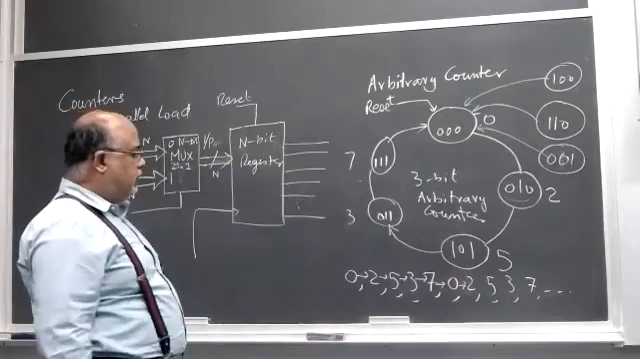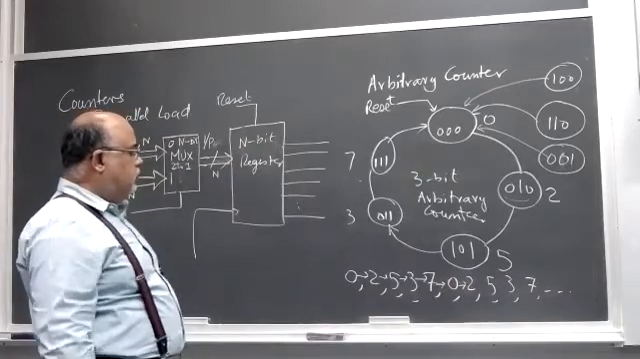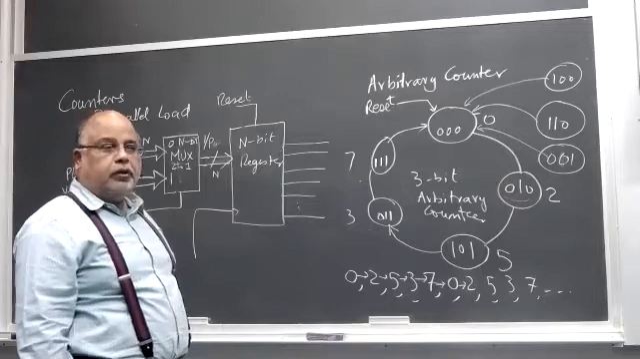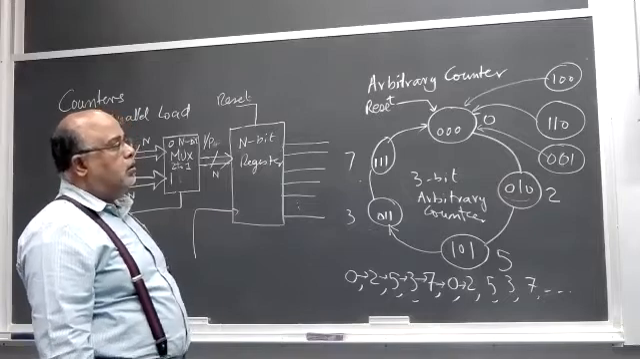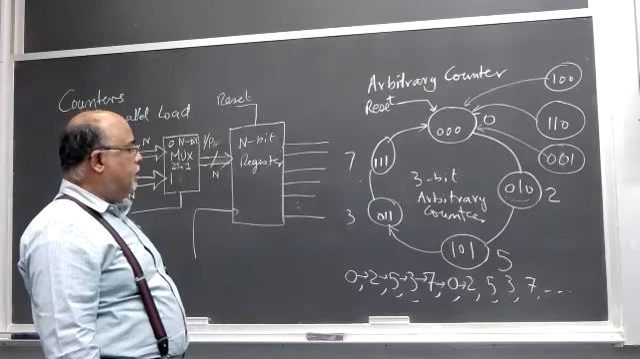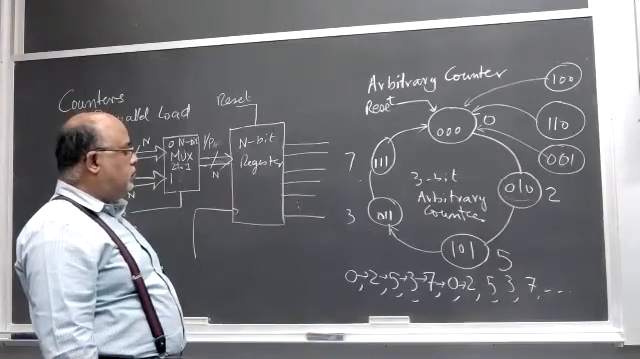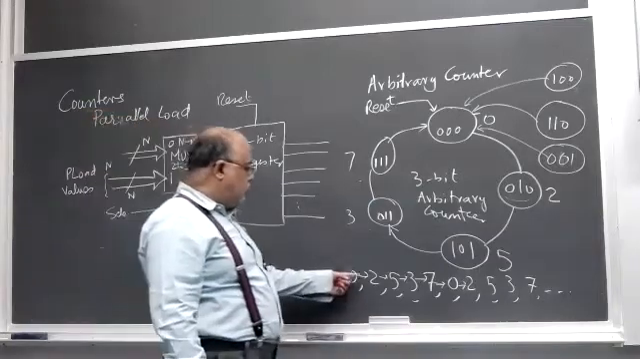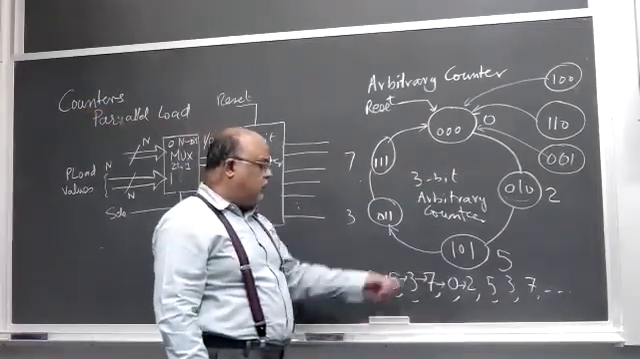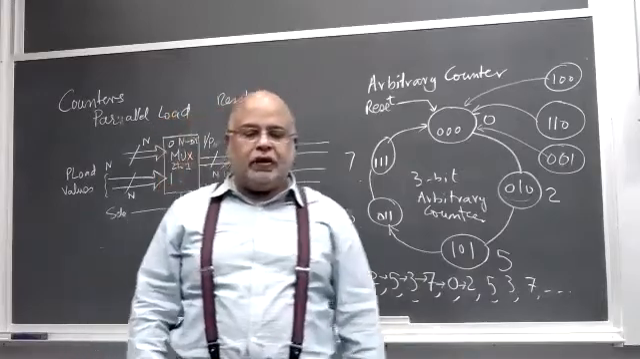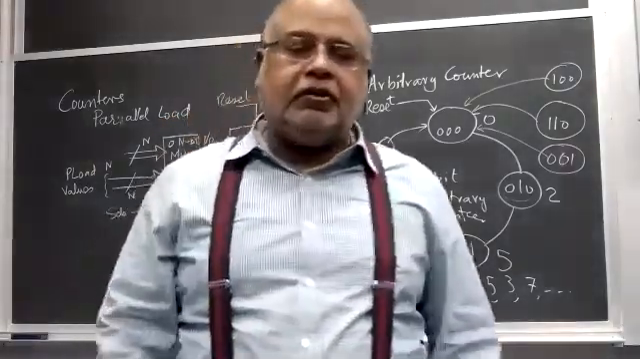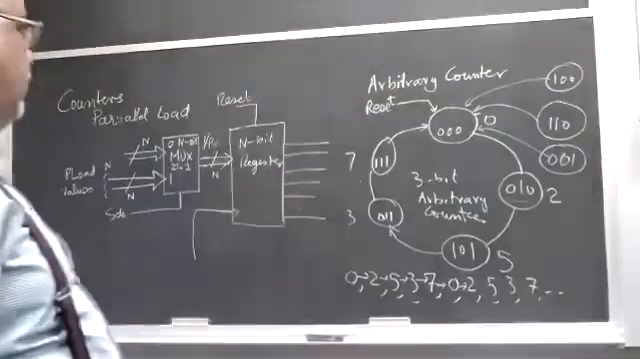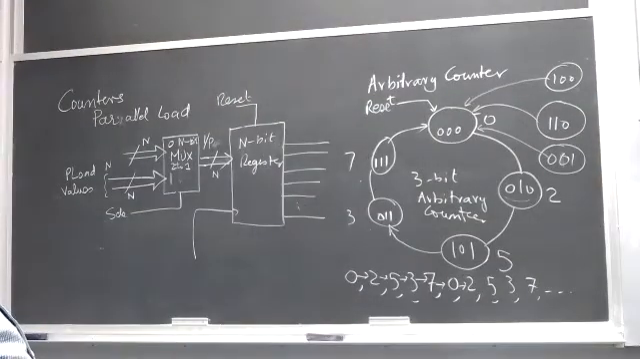So it goes like that, and then it comes back to the start. This is an arbitrary counter. You can make any counter like it. Sometimes people ask, what if we want 0, 2, 5, 3, 5, 0, 2, 5, 3, 5, 0, 2, 5, 3, 5, a repetition of the same number in this arbitrary count? Then we'll have some number repeating.